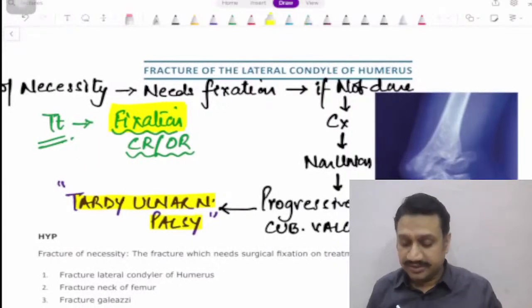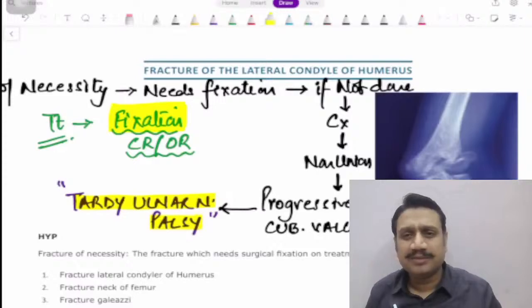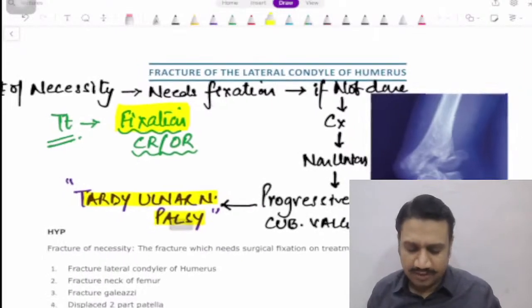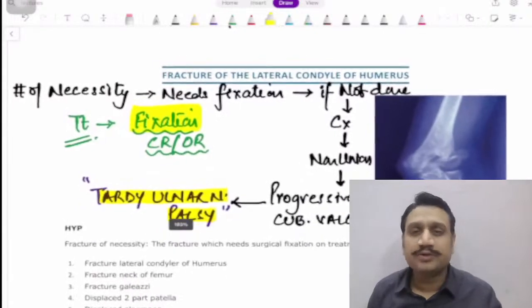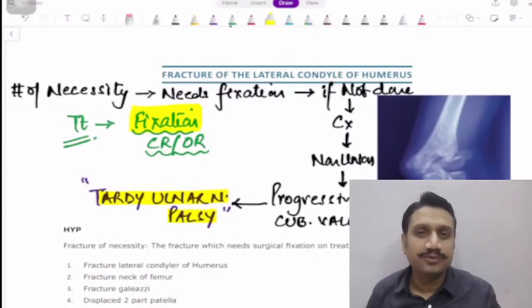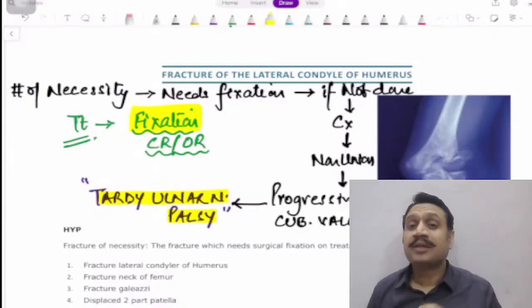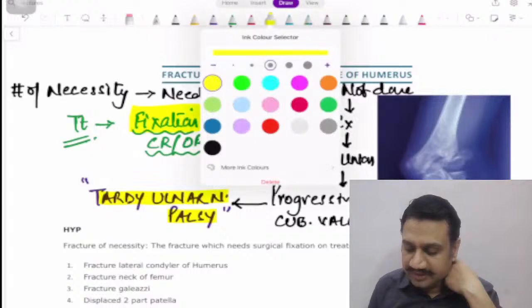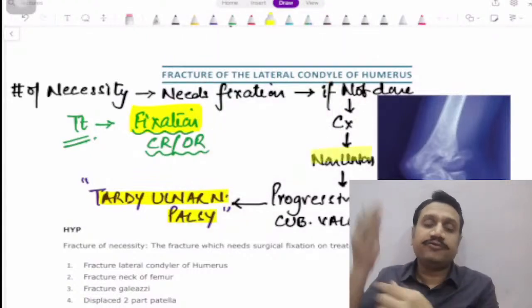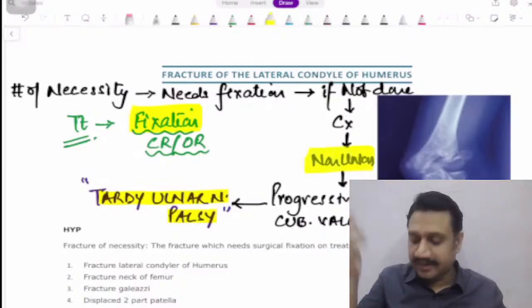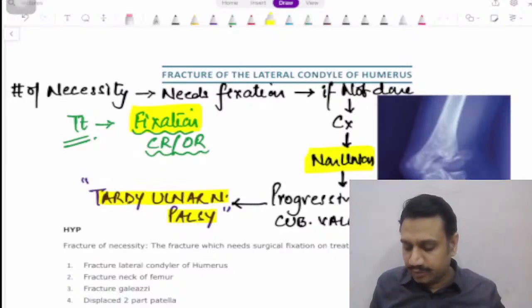Very good. Now see, lateral condyle of humerus. Why is it important? Because it is called a fracture of necessity, which requires fixation all the time. There is an attachment of the common extensors over there. If you don't fix it, if you don't operate on it, what is going to happen? What happens here is non-union, right? And if non-union happens, the forearm of the patient starts going laterally and laterally, and it goes into valgus, right?